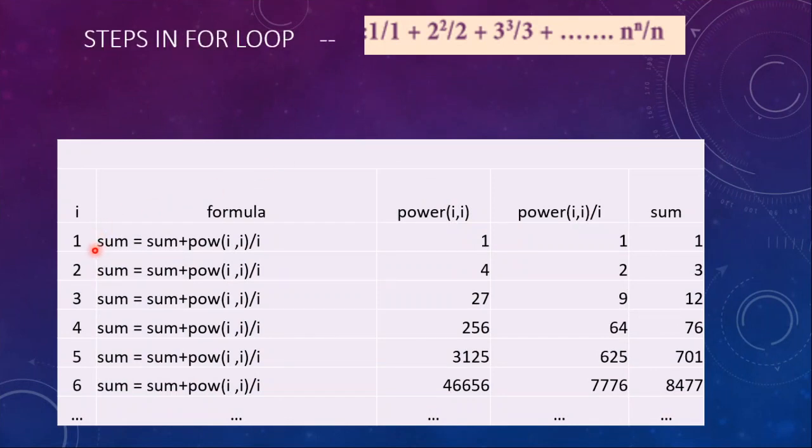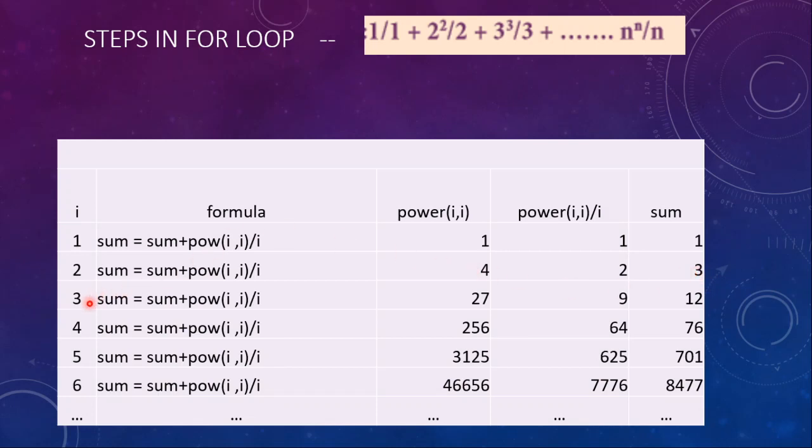Now let us see how the calculation part is achieved. Here we can see that initially sum is equal to sum plus pow(i, i) divided by i. So for the first term, initially i is equal to 1. So 1 power 1 by 1 is 1, and the sum is initially 0, so 0 plus 1 is 1. And then when i becomes 2, you have to add 2 power 2 by 2, which is 4 by 2, which is 2, and we have to add the previous sum also. So 1 plus 2 is equal to 3.